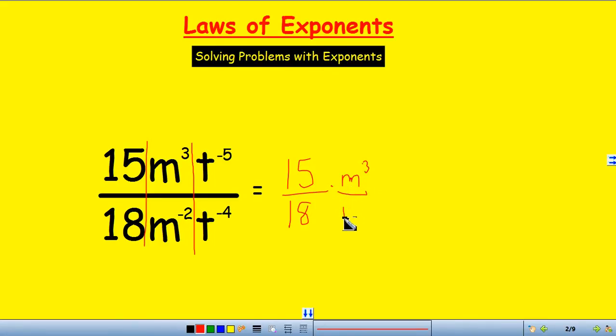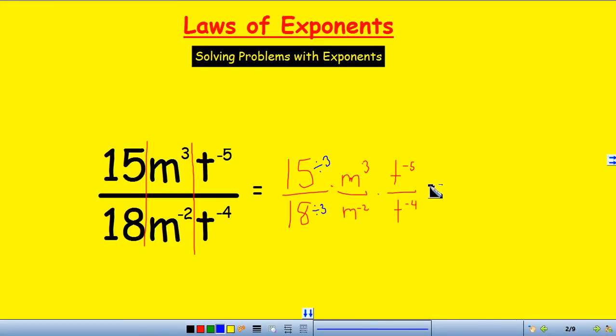divided by m to the power of negative 2 times t to the power of negative 5 over t to the negative 4. So let's start applying rules that we already know. We need to simplify 15 over 18 into the simplest form by finding the greatest common factor. The greatest common factor of 15 and 18 is 3. 3 can be divided into 15 evenly, and it can be divided into 18 evenly.